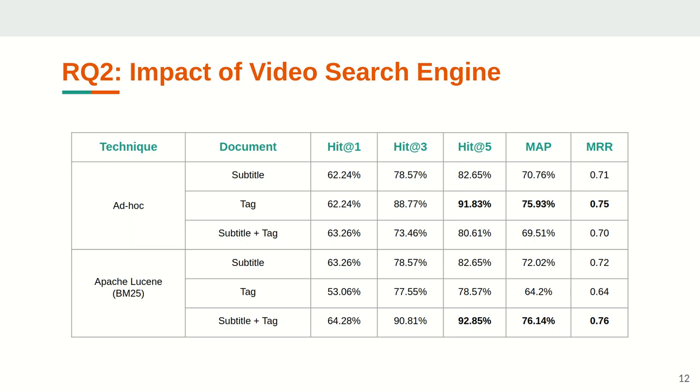In order to retrieve the results, we compare the input query with 3 different documents. First one was only video tags, which are provided inside the metadata file, so there are just some keywords for that video.